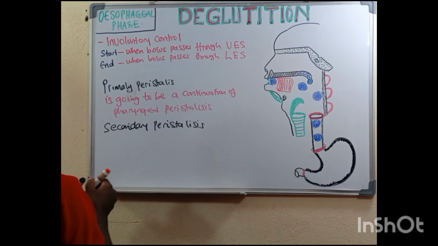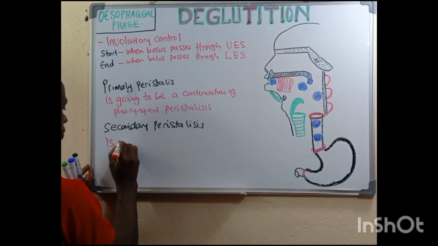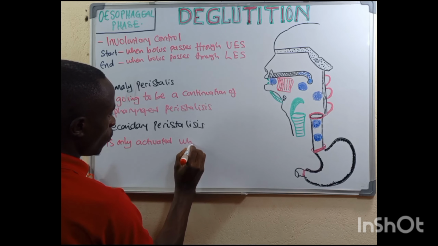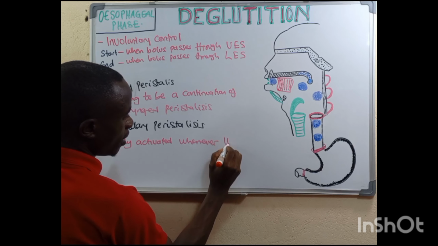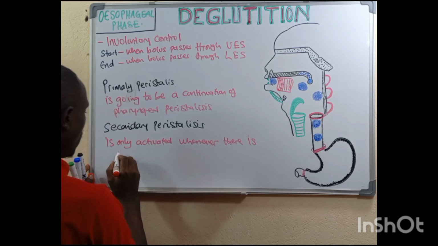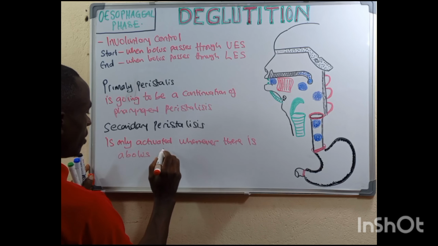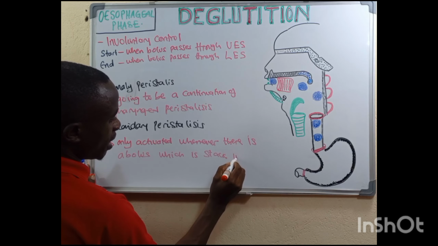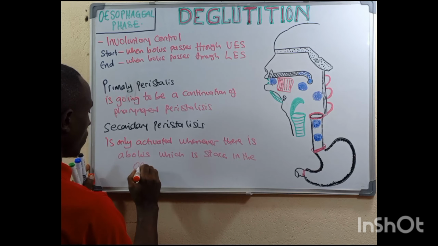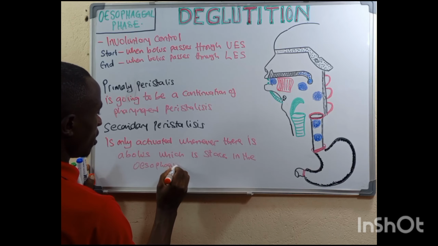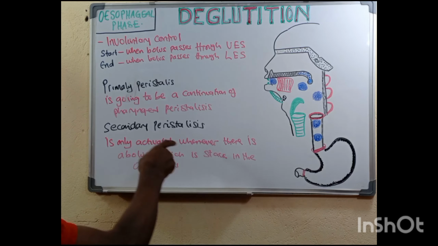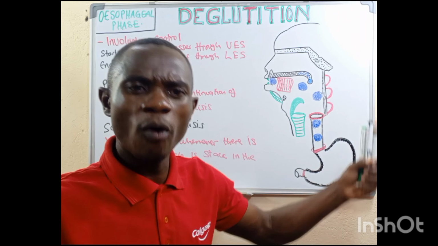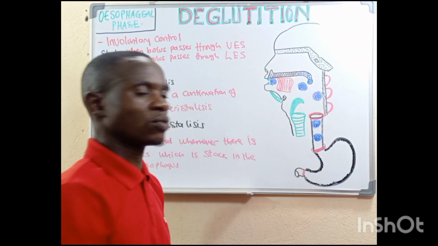So now this one is only activated whenever there is a bolus which is stuck in the esophagus, okay? So this secondary peristalsis is coming as a result of anything which is stuck in the esophagus, to make a more powerful wave of contraction that will push it down to the stomach, okay?